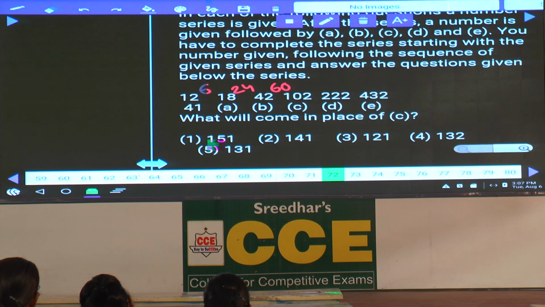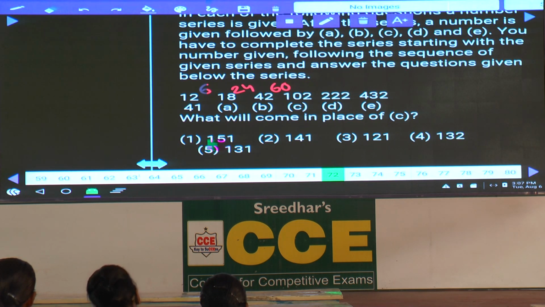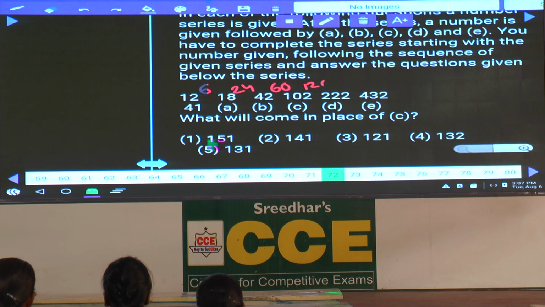6, 24, 60. N cube minus N. Now 2 cube minus 2 is 6. 3 cube minus 3, 4 cube minus 4, 5 cube minus 5, that is 120. And 6 cube minus 6, 210. Then, now what is the value? What will come in place of C? Yes, tell me what is the value of C here?